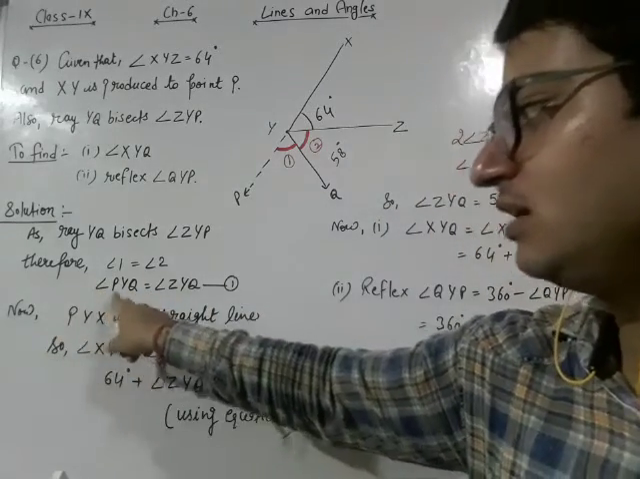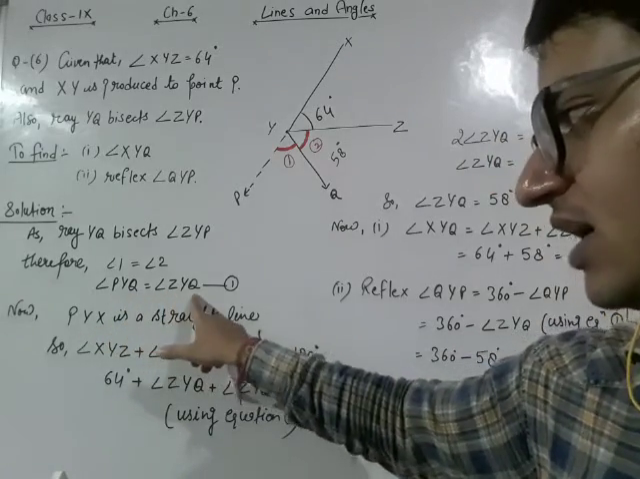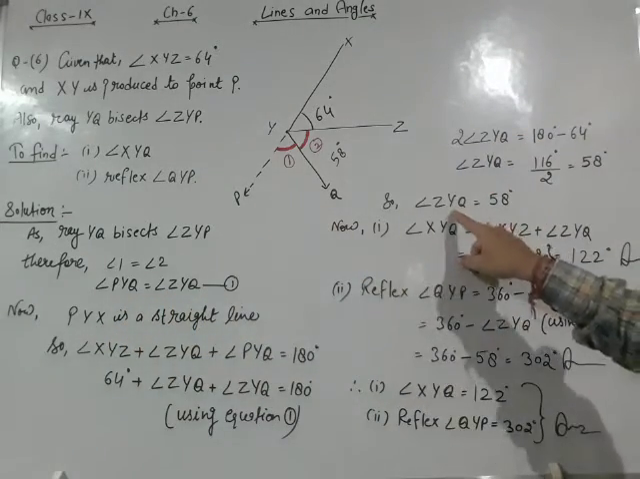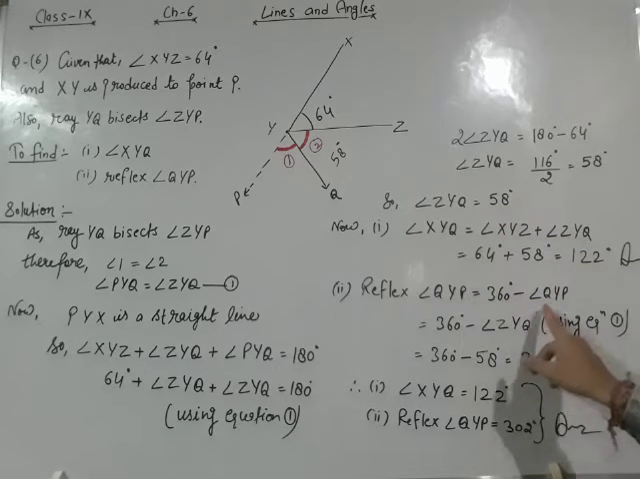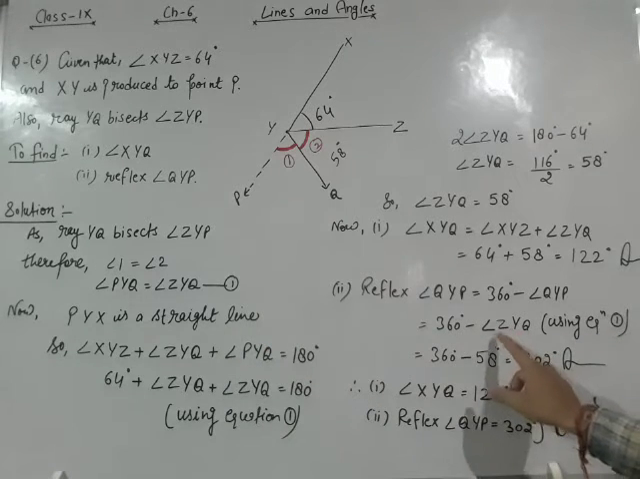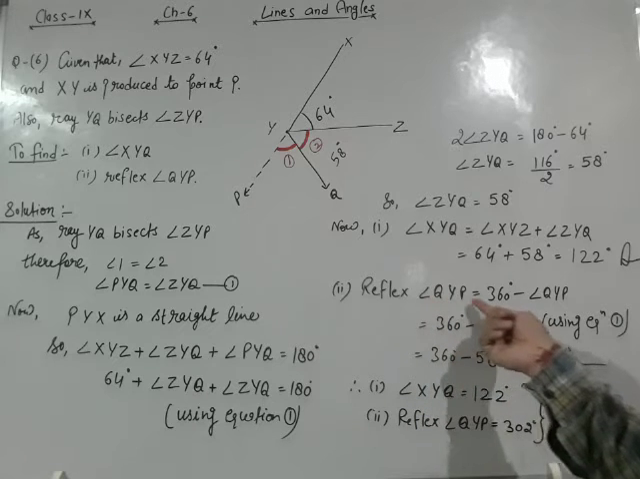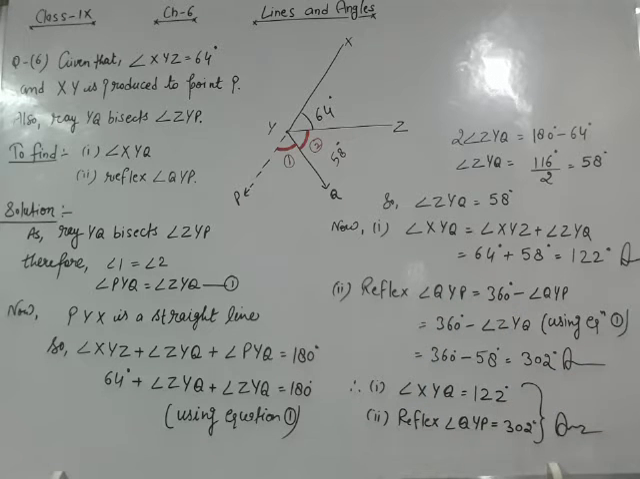or angle PYQ, both are the same thing, and this is equal to angle ZYQ, and the value of ZYQ we have found is 58. So we can write QYP as angle ZYQ using equation number 1, and the value of angle ZYQ is equal to 58 degrees, and after subtraction it is equal to 302 degrees. Therefore the reflex angle QYP is equal to 302, and these are the required answers of question number 6.